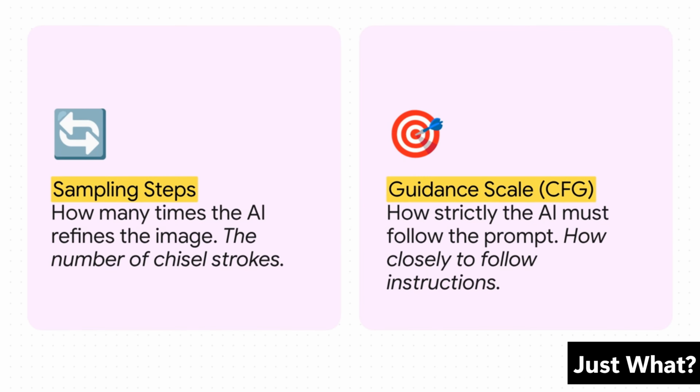And we get two main dials to control all of this. First, sampling steps. That's basically how many times the AI goes back and refines the image. More steps is like using more, finer chisel strokes. It usually leads to more detail. Then there's the guidance scale, or CFG. This is how strictly the AI has to follow your prompt. A high value means the sculptor follows your instructions to the letter. A lower value gives it a little more creative freedom.